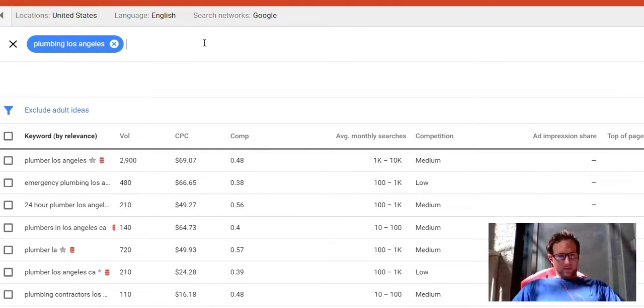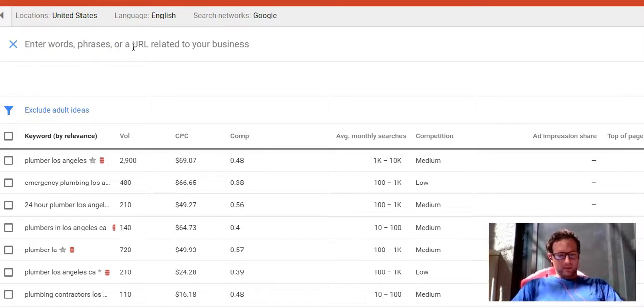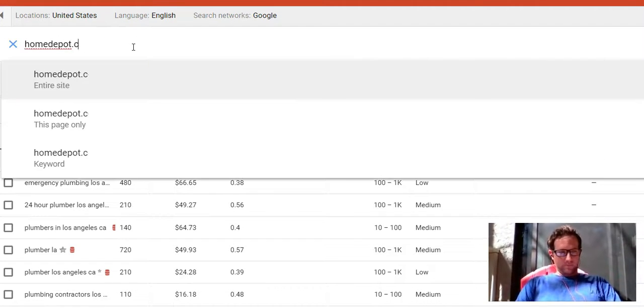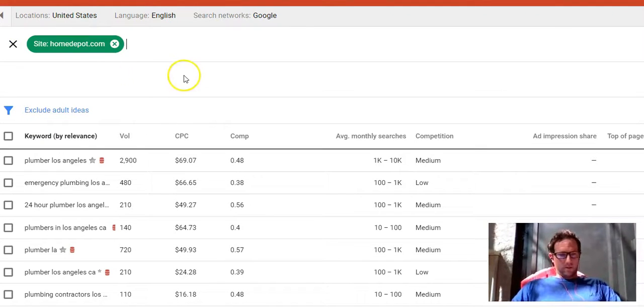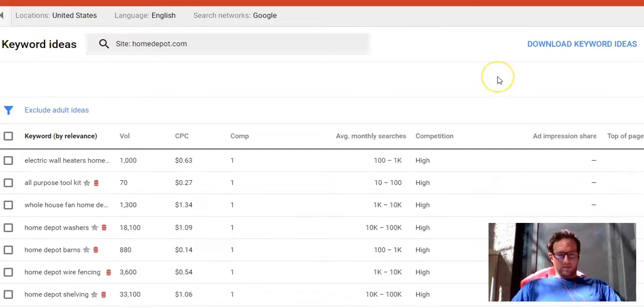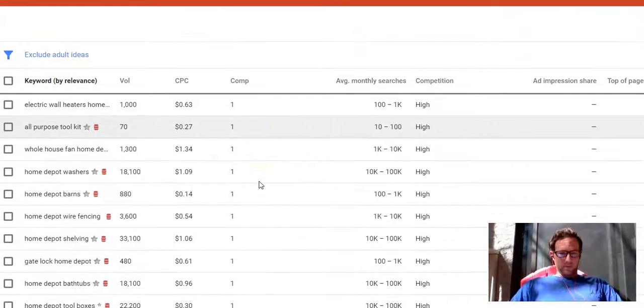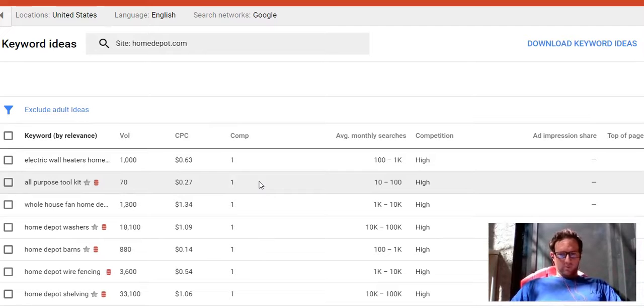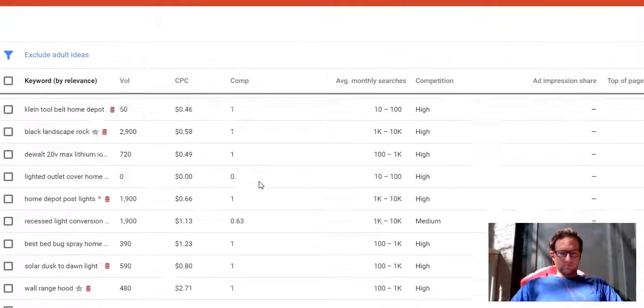So the cool thing about this, let's go back to that site example. Let's say homedepot.com. Let's say we're doing an affiliate site and we're trying to see what Home Depot's ranking for, because we're trying to sell hardware tools, or market hardware tools as an affiliate site. Okay, cool. So you can see what people are searching for to get on Home Depot.